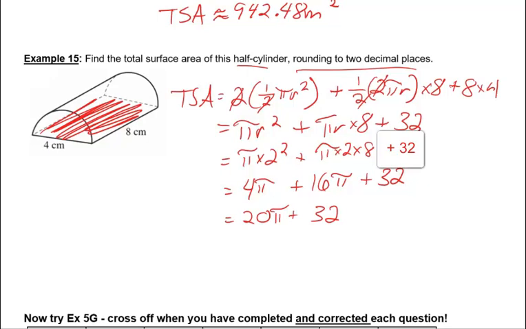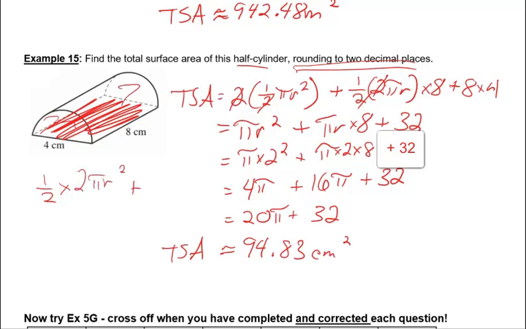And if we were asked to give this as an exact answer, that would be our answer, but we're asked to give it to 2 decimal places. So the total surface area is going to be about 94.83 centimeters squared. And again, you could do this differently and do 1/2 of the circles, 1/2 2 pi r squared plus and so on, but you're still going to end up canceling those out. Or you can divide each by 2 in the end, but I think this is a good way to do it.